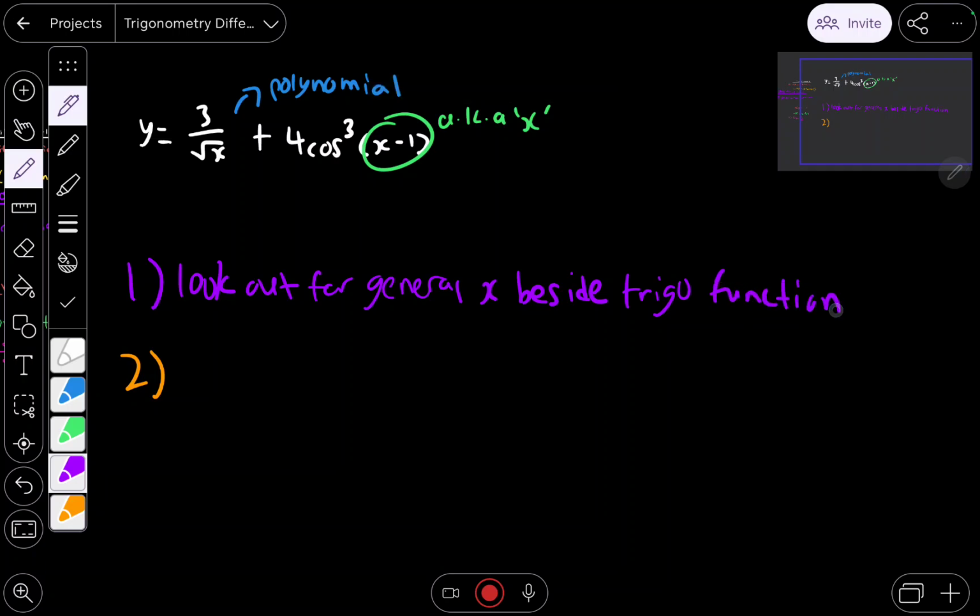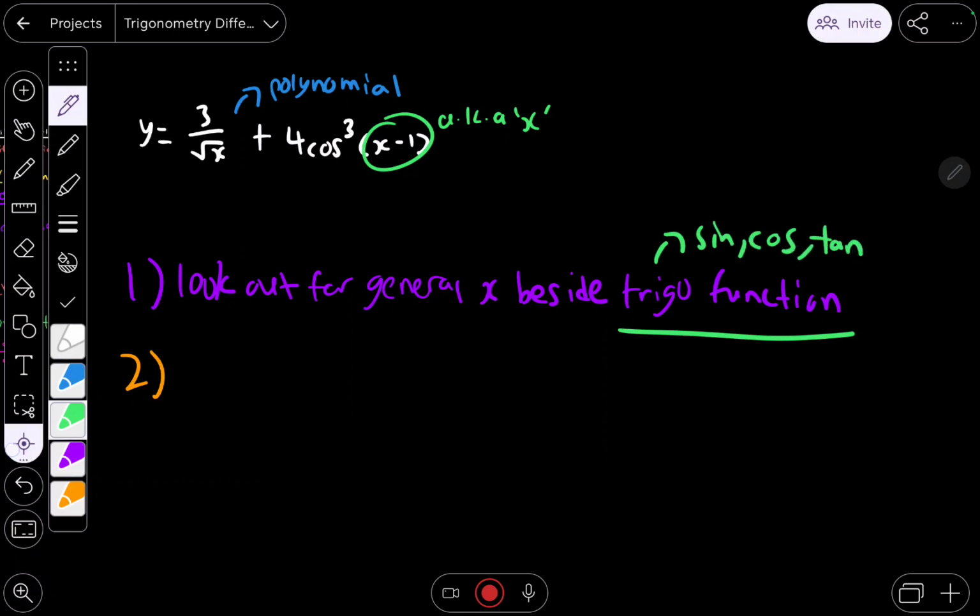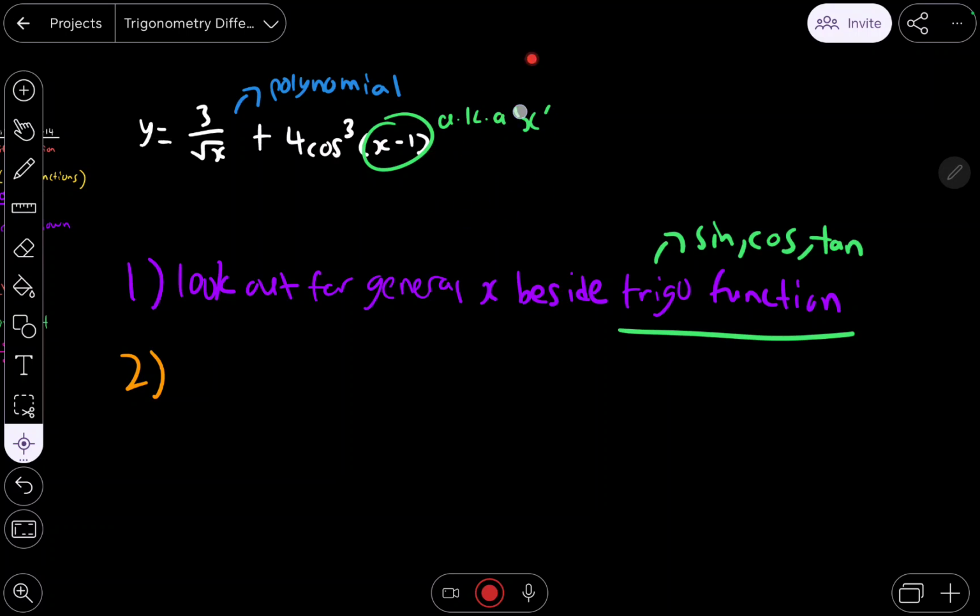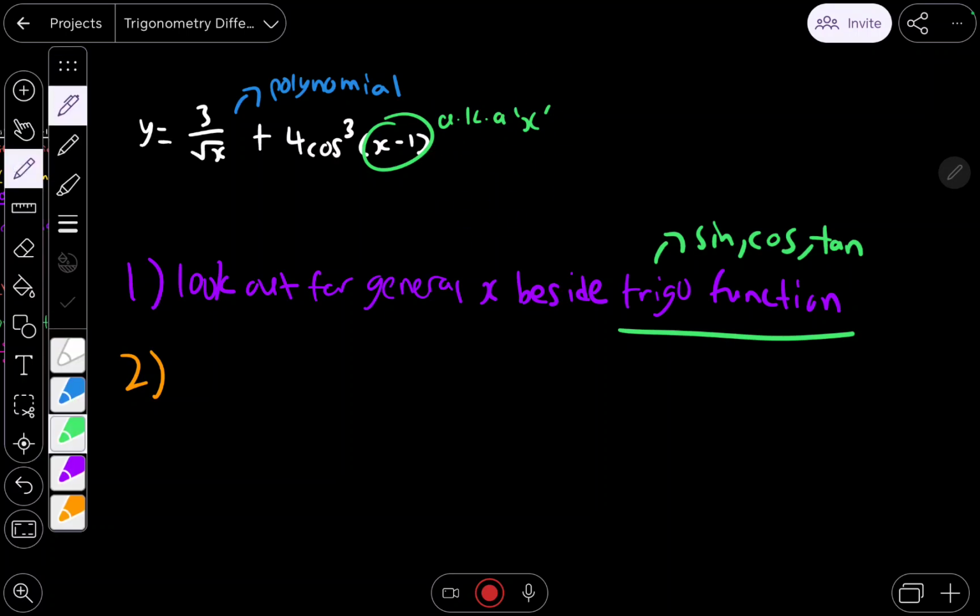So the trigo functions that I mean here can be like sine, cosine, tangent. Alright, so like what I write here, my aka x, that is what I mean by looking out for it. And second thing to note when doing trigo differentiation, and in all differentiation questions, make sure that it is the nice way to differentiate.